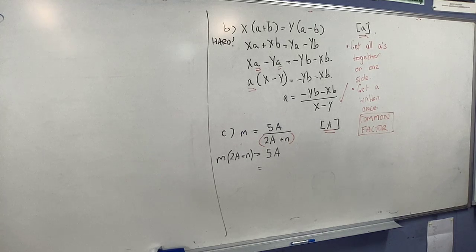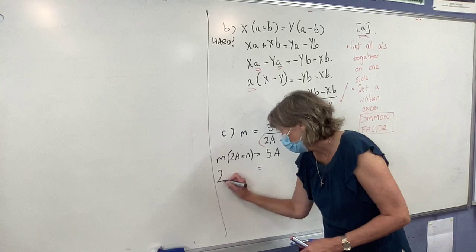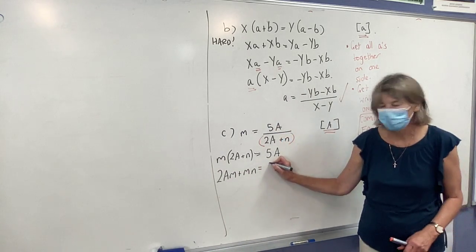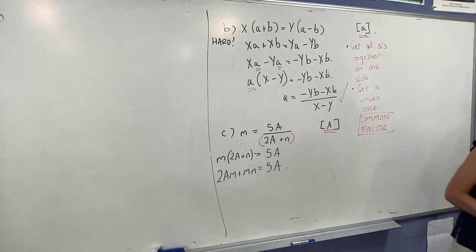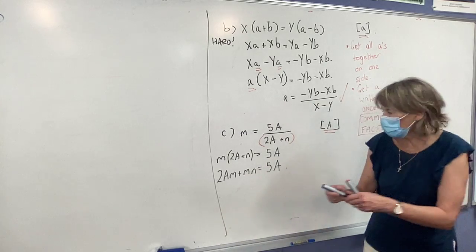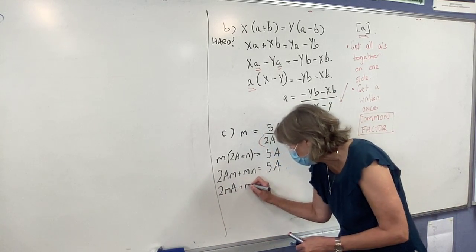Go. Would you go 2am plus mn equals 5a? Okay. Now, before you go any further, see how this one you've written as 2am? I'm just going to reverse that and write it like this, and you'll see why in a minute, okay?